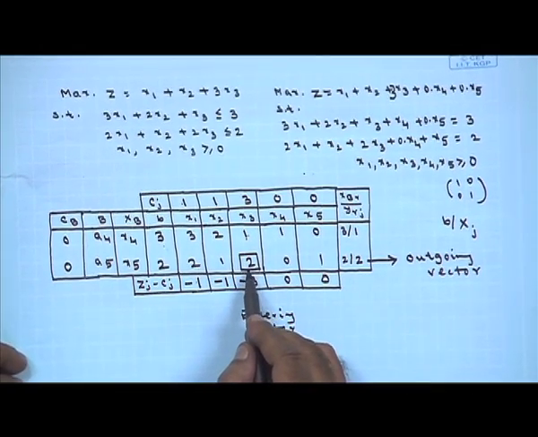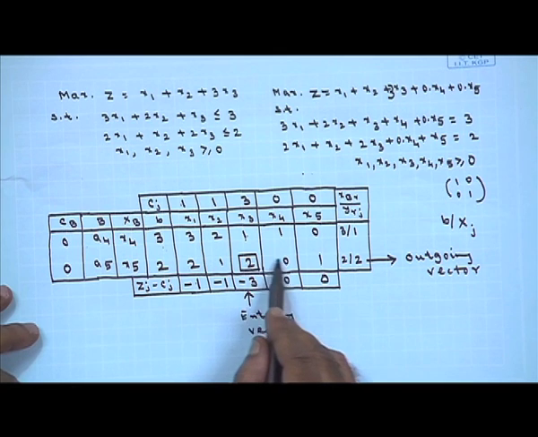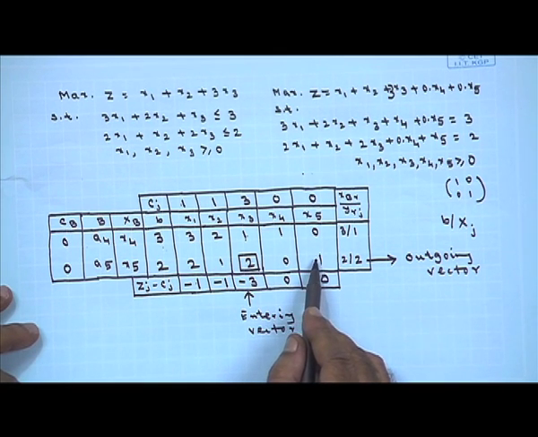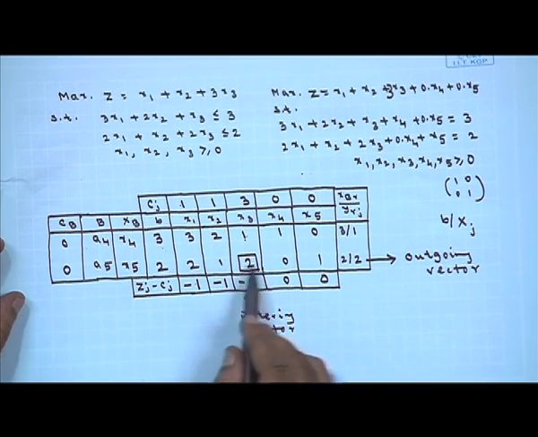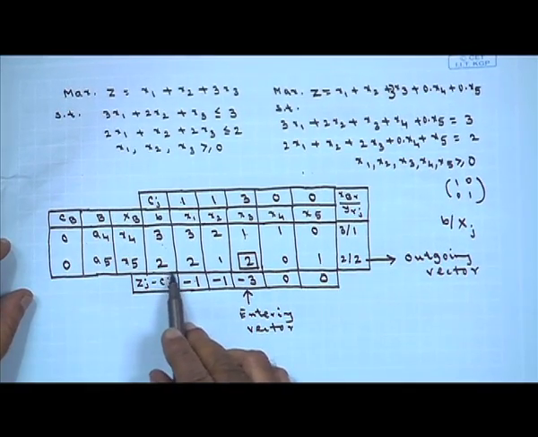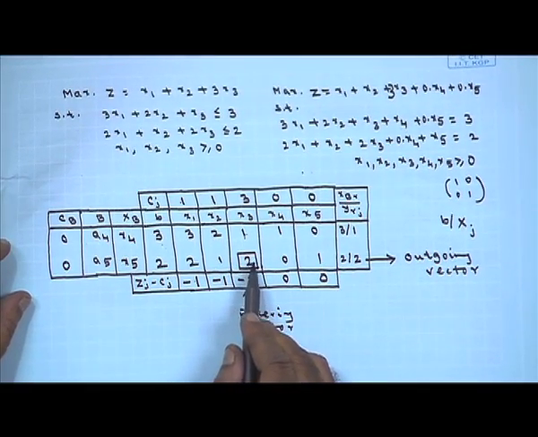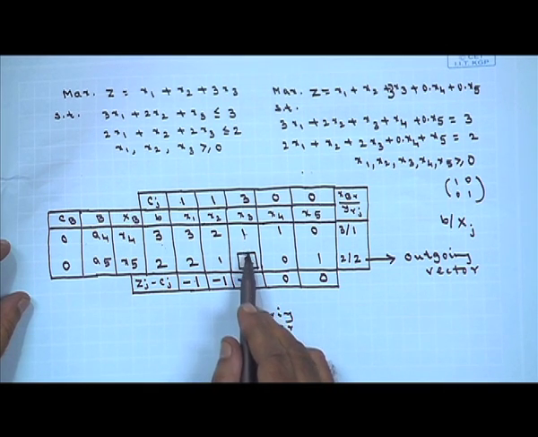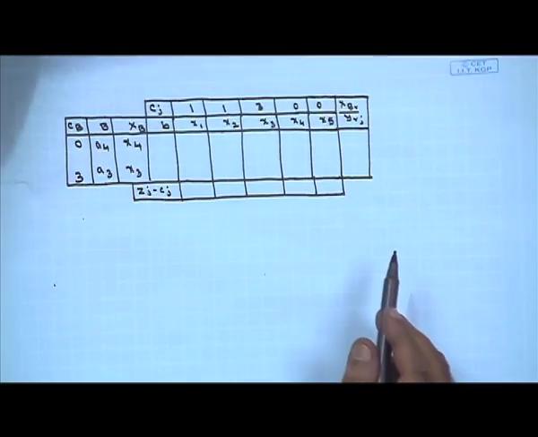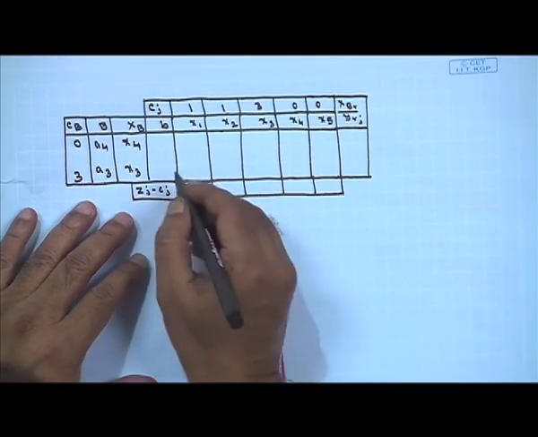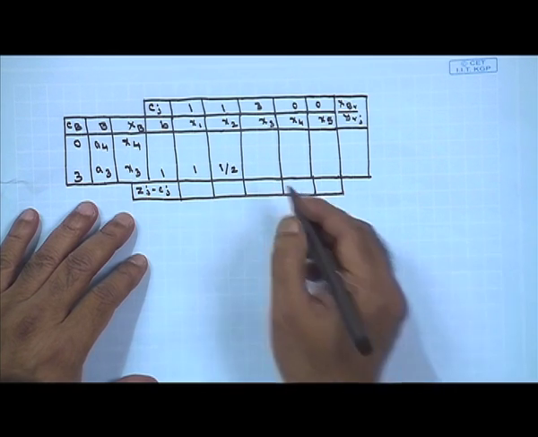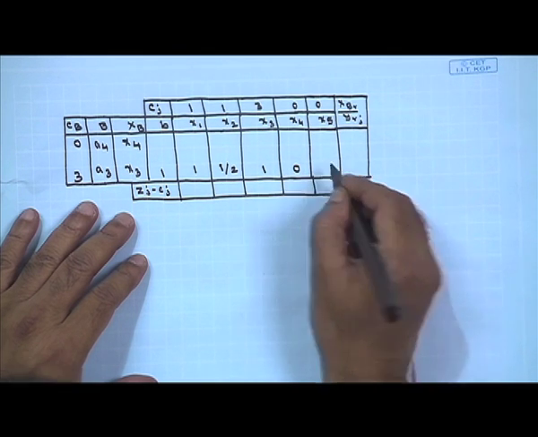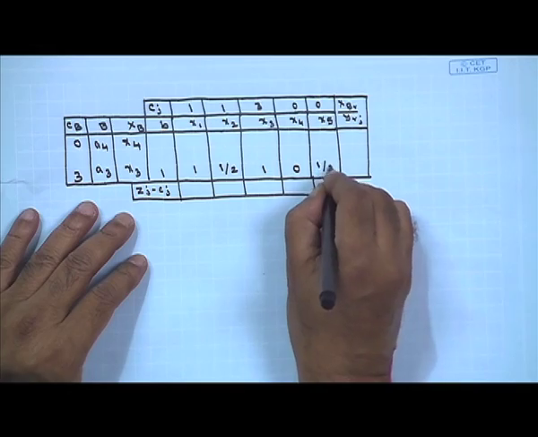Now, what I have to do? In this column, first I have to make this element as 1. That means, each and every element of this row including b, I will divide by 2, so that this element will become 1. So, it becomes 1 1 1 by 2 1 0 1 by 2. Since this is the pivot element, I have to make it 1 and all other elements of this column I have to make 0. So, once I do it, I will obtain the result as 1 1 half 1 0 and half.